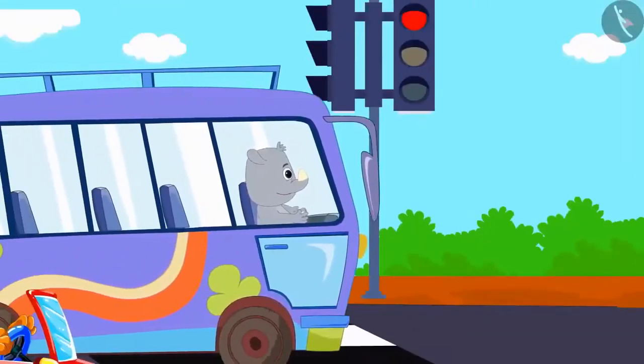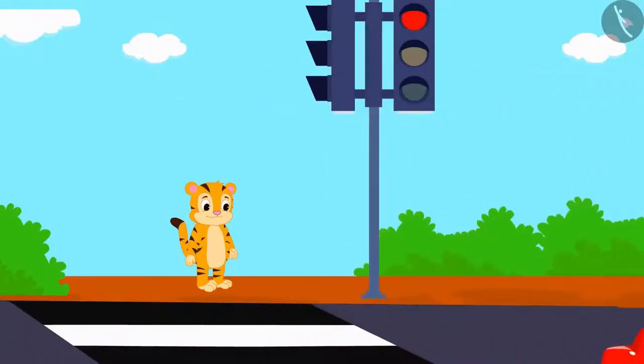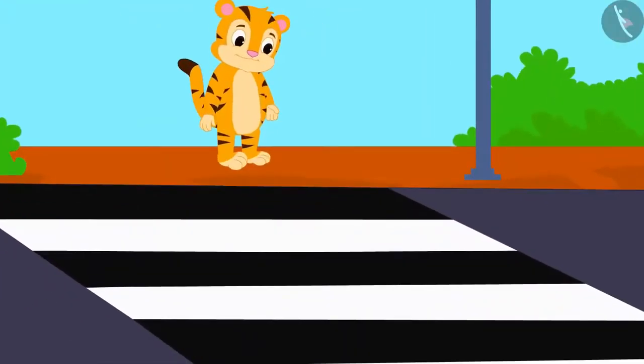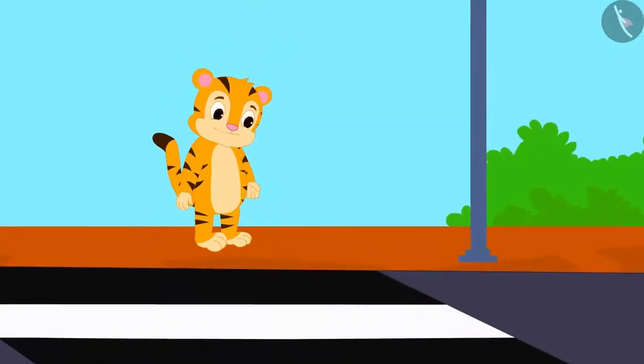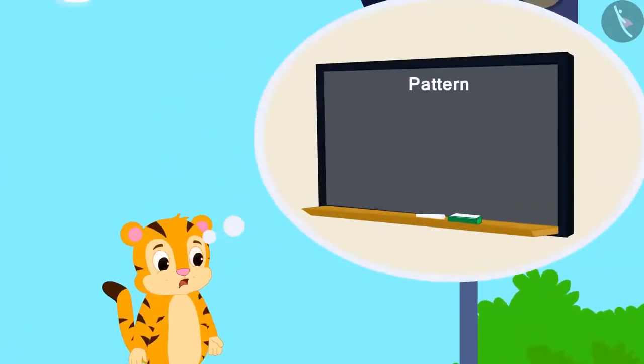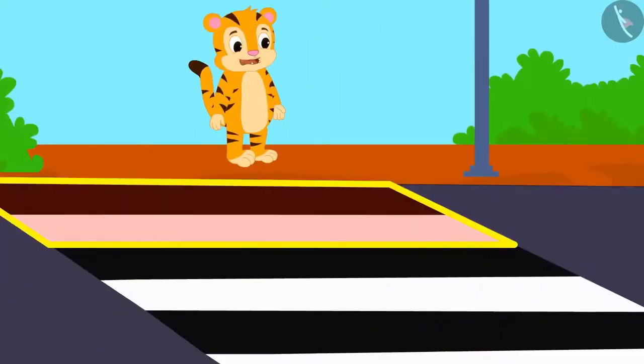Sher Khan is waiting to cross the road. He saw signs of such a zebra crossing on the way. Sher Khan immediately started thinking, "Here are marks on the road. After a black band, there is a white band, then a black band, and then a white band. Okay, these strips are making a pattern of sorts. Yesterday I learned about it in class, and today I can see an example of this as well."